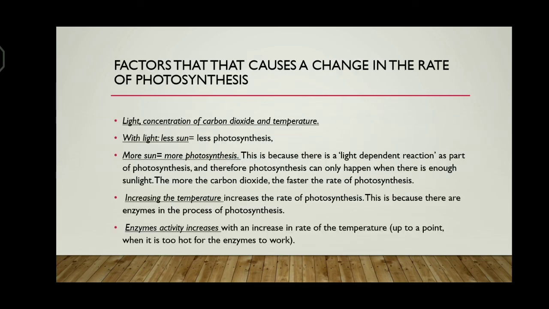Next point is factors that cause a change in the rate of photosynthesis: light, concentration of carbon dioxide, and temperature. With less light, less sun, less photosynthesis. Third point is more sun, more photosynthesis. This is because there is a light dependent reaction as part of photosynthesis, and therefore photosynthesis can only happen when there is enough sunlight. The more carbon dioxide, the faster the rate of photosynthesis.